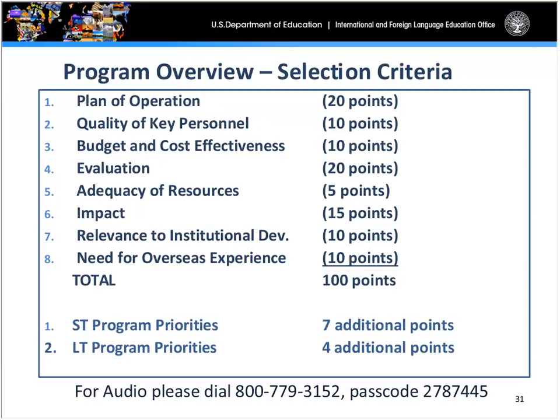Now, please keep in mind for the long-term participants that they must do a pre- and post-language assessment. So just for example, if you're looking to recruit advanced speakers in Urdu, you have to do a pre and a post. And here's where you would talk about the plan of what you're planning on doing as far as assessing their language skills in the pre-departure part of it as well as the post. And you would discuss that in your plan of operation.